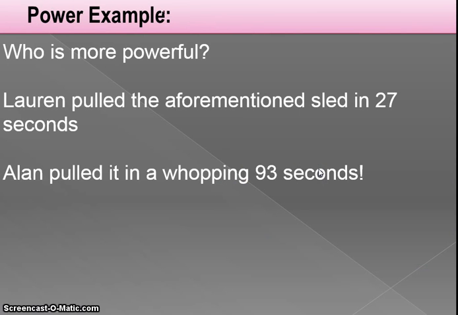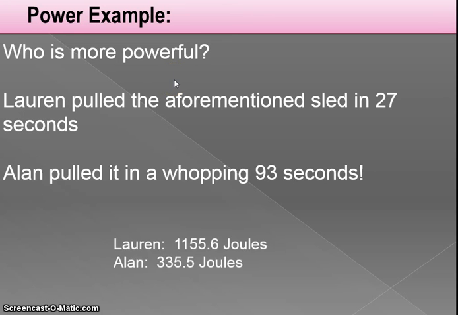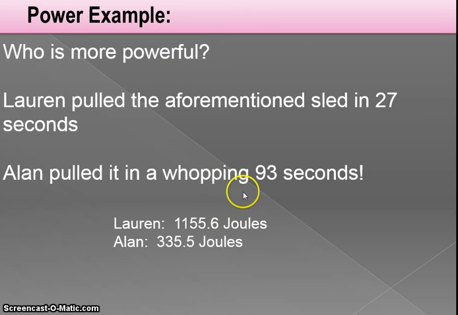Alright, for example 3, Lauren does 31,200 joules worth of work in 27 seconds, and Alan does his work in 93 seconds. So the question is now, who is more powerful? Well, definitely it's Lauren. People tend to see this number right here, 93 seconds, and they think, okay, well, that's a big number, so he must be more powerful. But the opposite is true.